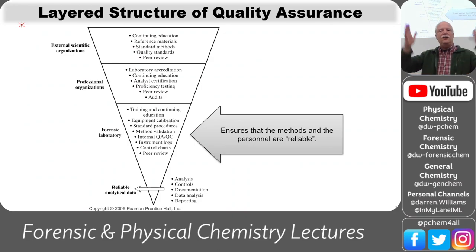And so this is sort of this layered structure of quality assurance. We're not going to go through every one of these, but you have external organizations, kind of like those things that were in that first video called the scientific committees for forensic science. There's a committee on everything from fingerprints to lab instrumentation. Then you have professional organizations like ASCLD. So they're accrediting bodies that come through the forensic lab and check their procedures, check their equipment, check their maintenance logs and so on, and the training of their employees to make sure that they are trustworthy.